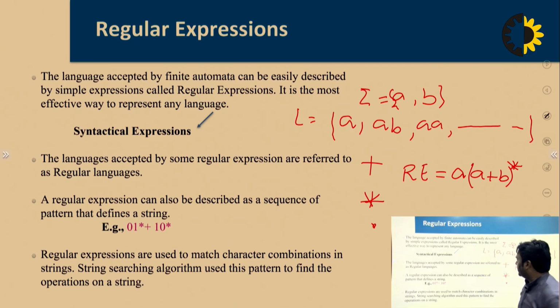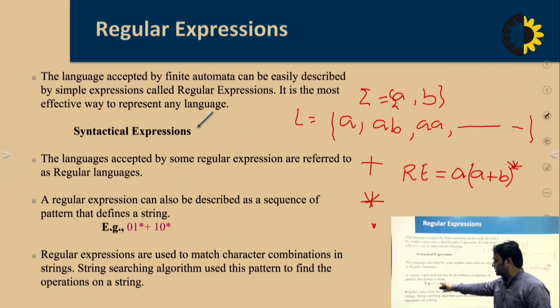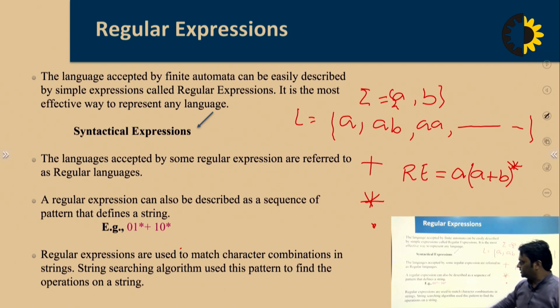The language accepted by some regular expression is referred to as a regular language. A regular expression can also be described as a sequence of patterns that defines a string. For example, 01* + 10*. Here we see that the string starts with 0 or 1.